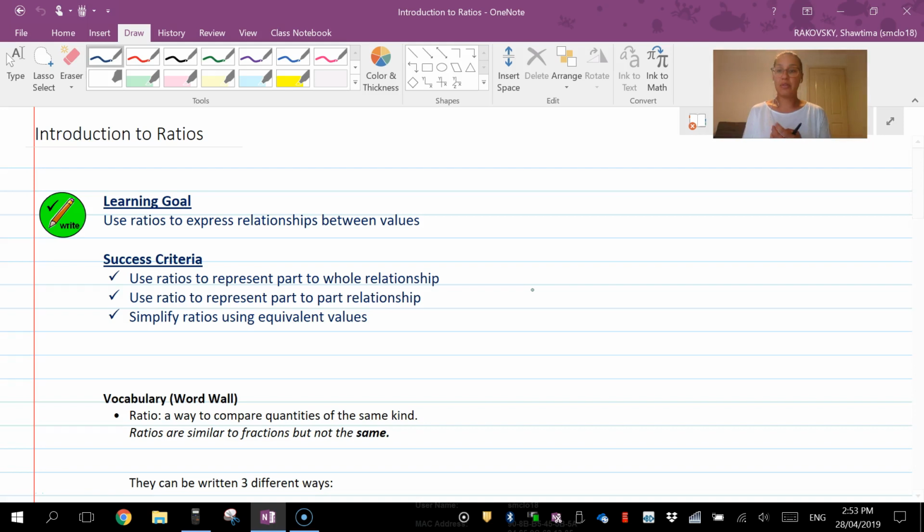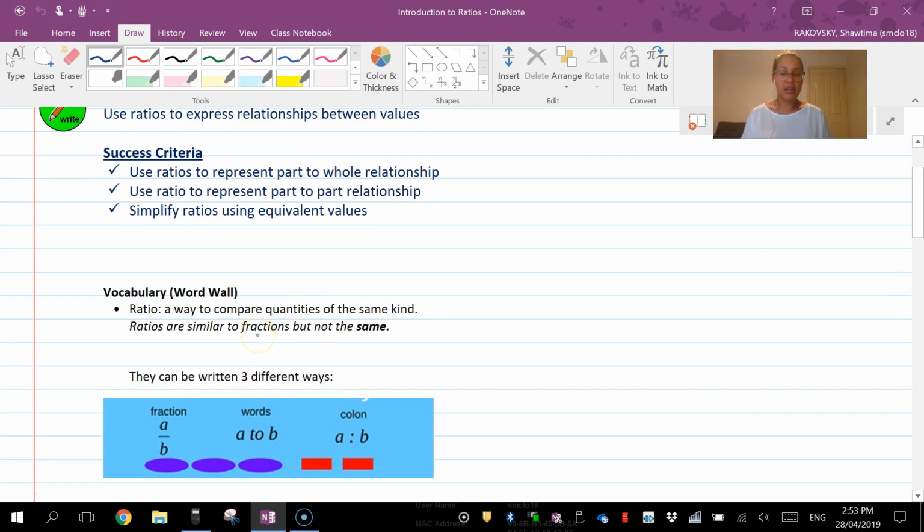Now, by the end of this lesson, you're going to be able to use ratios to express relationships between two values, because that's what a ratio essentially is. In order to be successful, you need to recognize that ratios can be used for different representations, so part to whole and part to part. And although ratios are different to fractions, they have very similar qualities in how we handle and treat them.